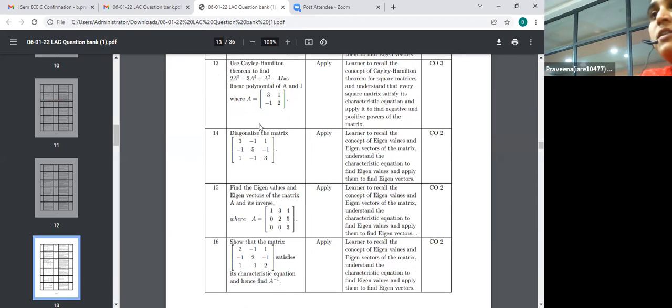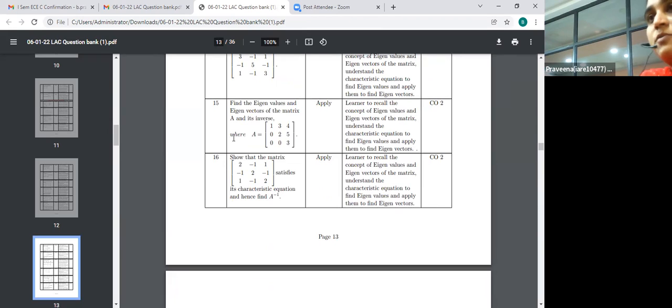And the next 14th question: diagonalize the matrix. Okay, 14th question, diagonalization we also know that. And next 15th question: find the eigenvalues and the eigenvectors of the matrix and its inverse. Okay, up to the fifth question they asked particularly for eigenvalues and eigenvectors. Here our problem goes up to eigenvalues and eigenvectors. After that find the modal matrix. From that modal matrix find P inverse. P inverse, it's enough for the 15th question.